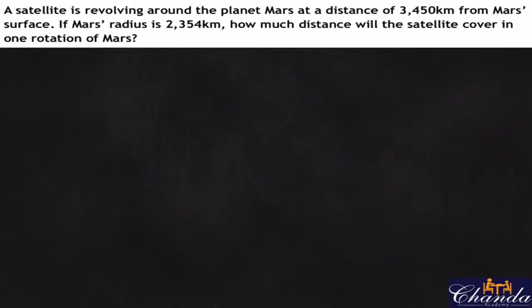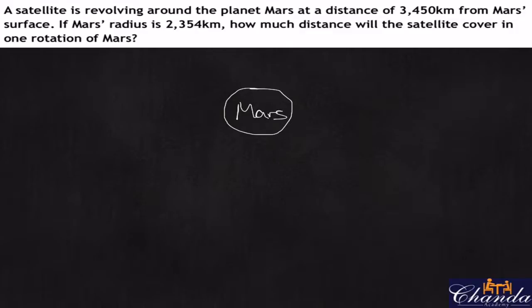So this question says, a satellite is revolving around the planet Mars at a distance of 3,450 kilometers from Mars's surface. Now, if Mars's radius is 2,345 kilometers, how much distance will the satellite cover in one rotation of Mars? So again, let's just quickly draw this out. So let's call this Mars here.